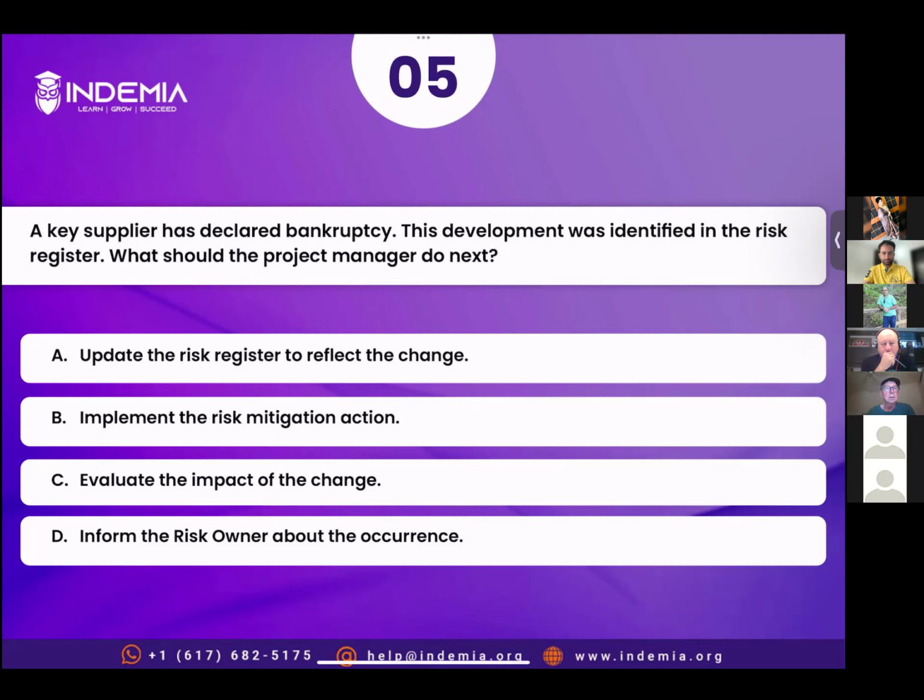Vivek, you have chosen option C. Yeah. So I was between option B and C, but before mitigating, we should assess the impact. What is the real impact for that particular risk? So I gave more weightage to option C. Once we have the impact, then we can implement a mitigation action accordingly. All right, but Vivek, it says this development was identified in the risk register, meaning it's already part of the risk register. If it is already part of the risk register, that assessment has already been done. Then what's the point of doing the impact analysis again if you have already documented the event in the risk register?